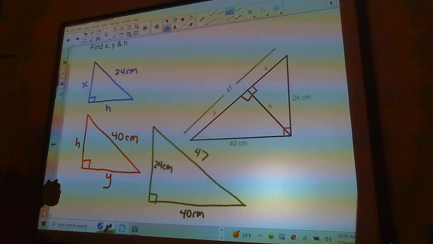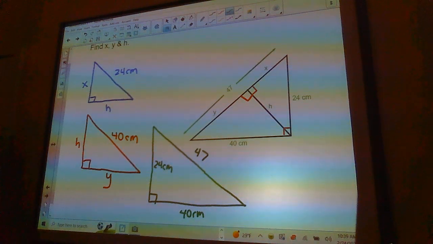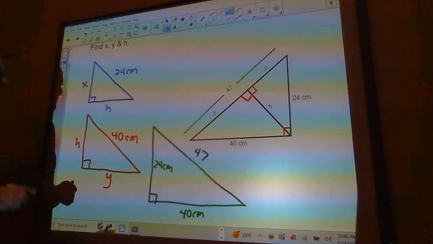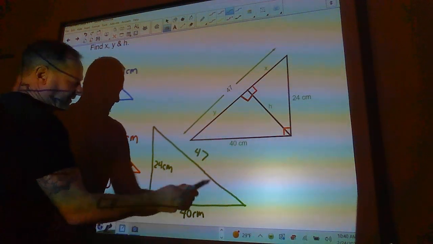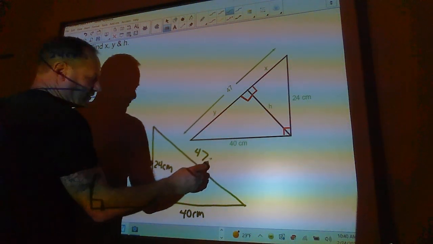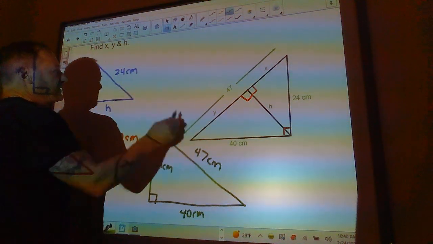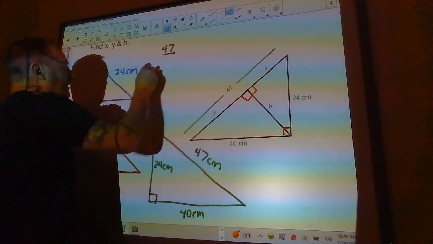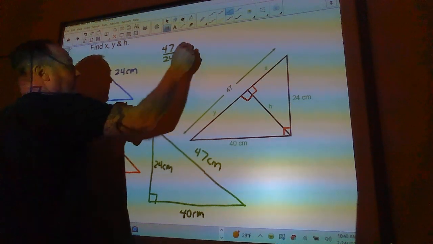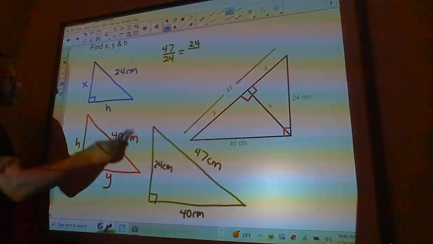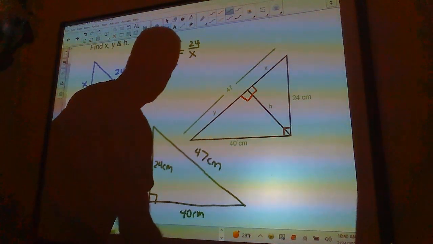Okay, so I need to find 2 things. I know the hypotenuse of each one of these, and I know all 3 sides of this one. So I'm going to use this as my triangle that I'm going to measure everything else off of. So 47 is to 24 as 24 is to x. So I just need to solve this problem, and I found x.